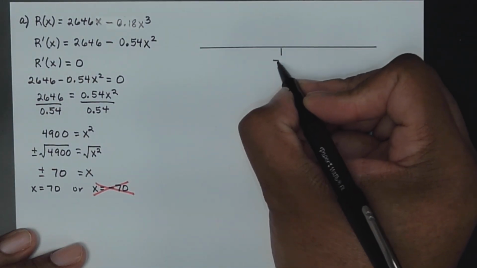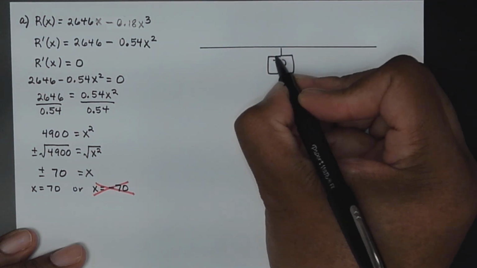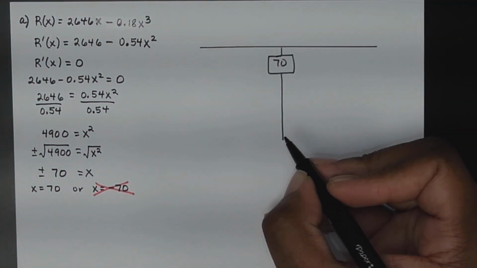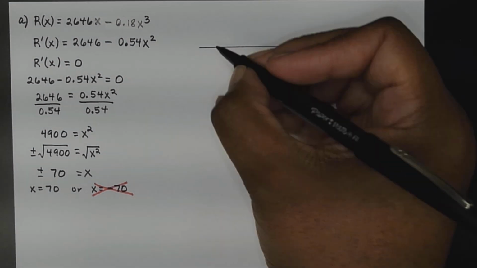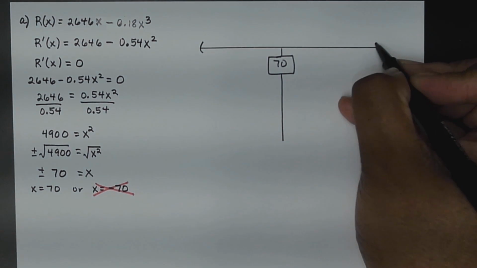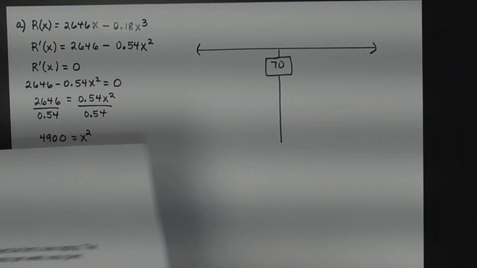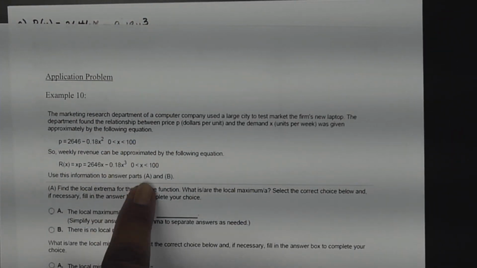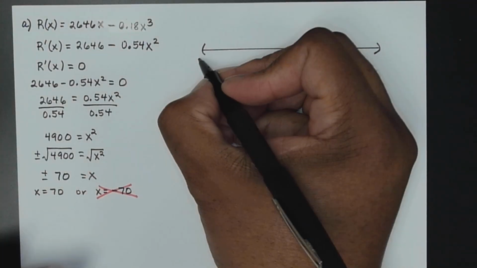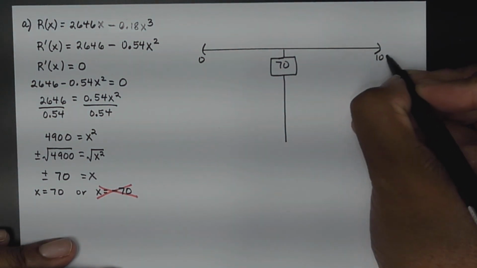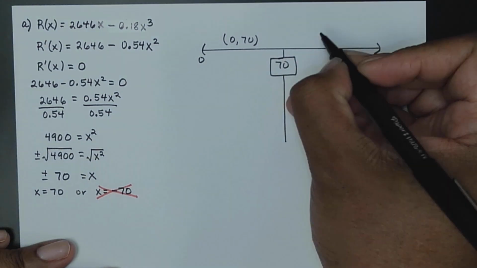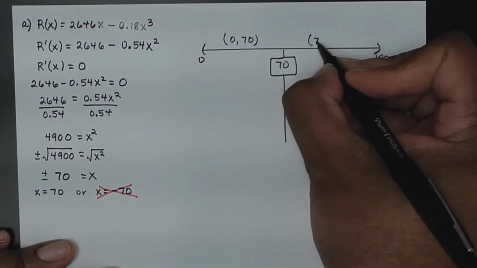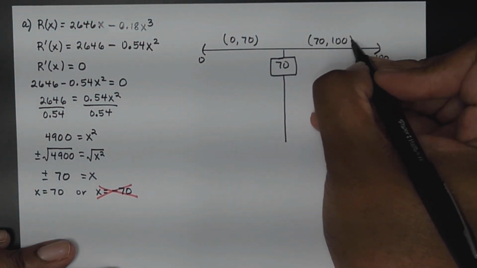Let's see, 70 is going to be here. And I do have two intervals here. And let me tell you this, my restriction here in this problem is from 0 to 100. Here it is, 0 to 100. So that means 0 has to be here and 100 has to be here. So the interval will be from 0 to 70, and the other one will be from 70 to 100. Okay?